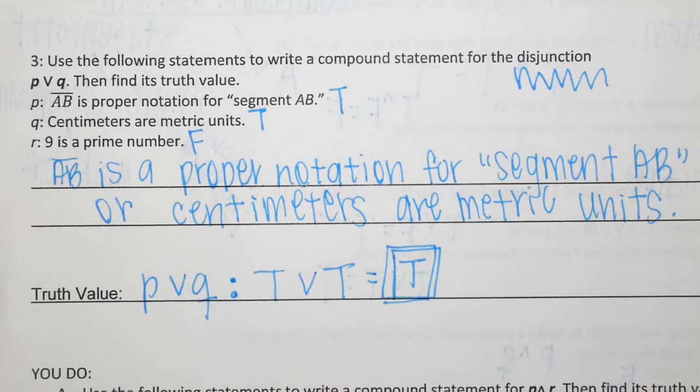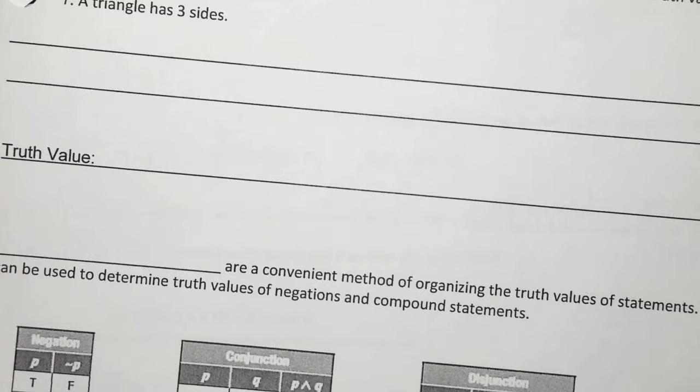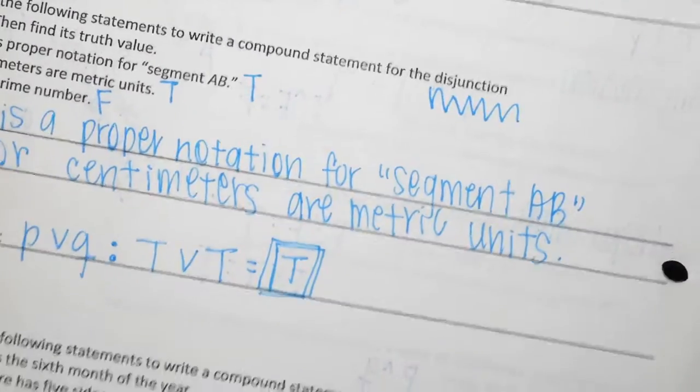Do I get true? Okay, I want you to do the next. You do A and B. For A, you write disjunction. What does it say? But look at this.